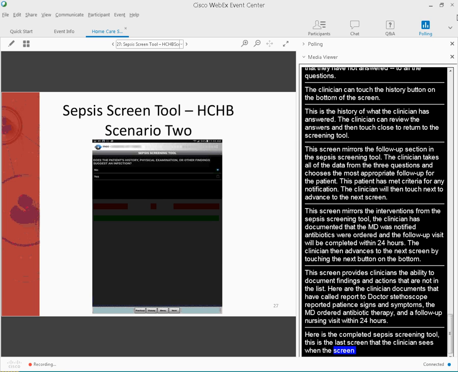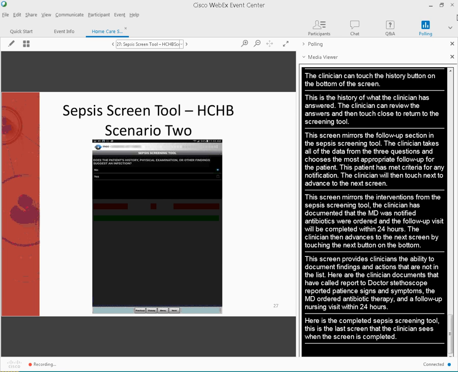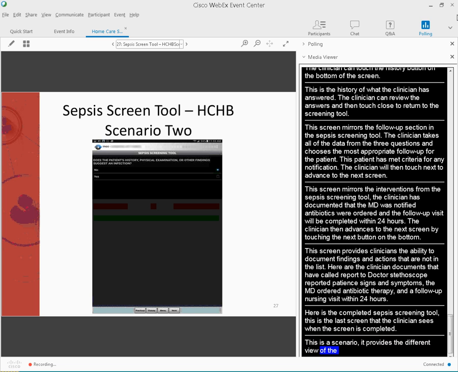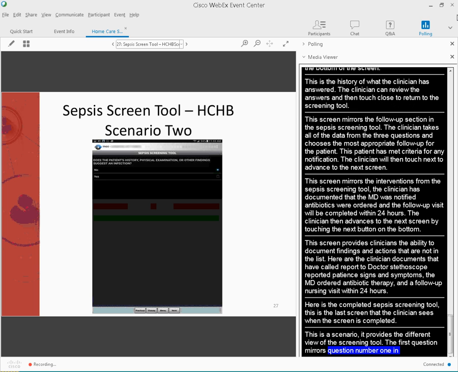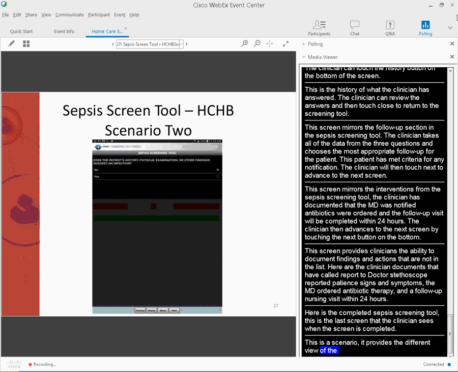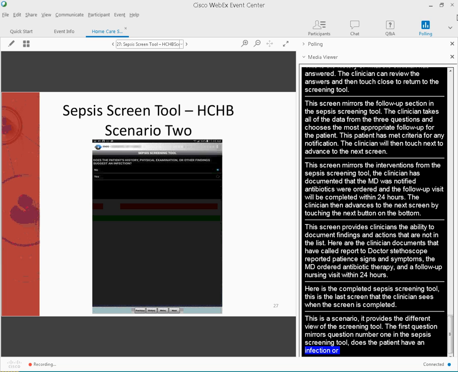This is scenario number 2. It provides a different view of the screen tool. The first question mirrors question 1 in the sepsis screen tool. Does the patient have an infection or a potential source site of infection? The clinician has answered no.